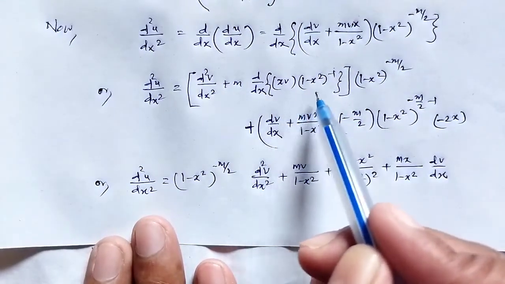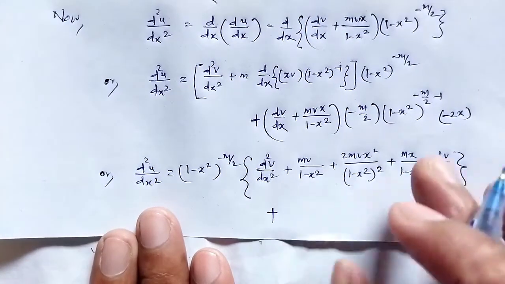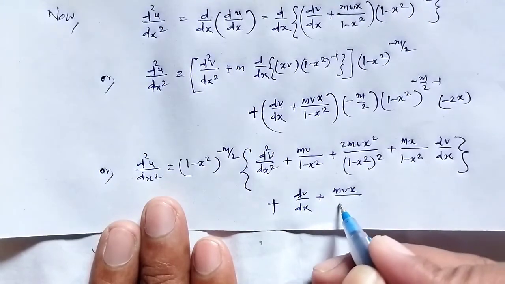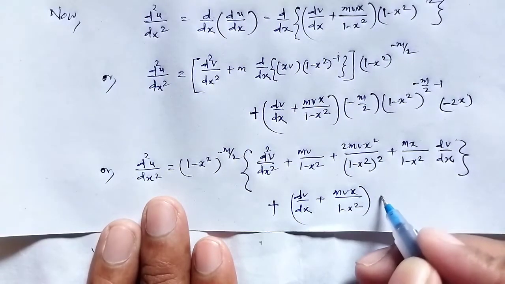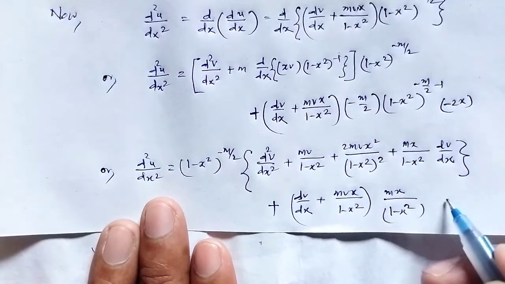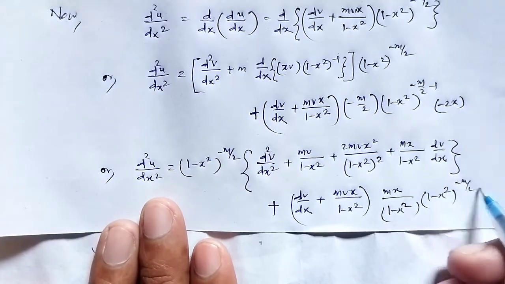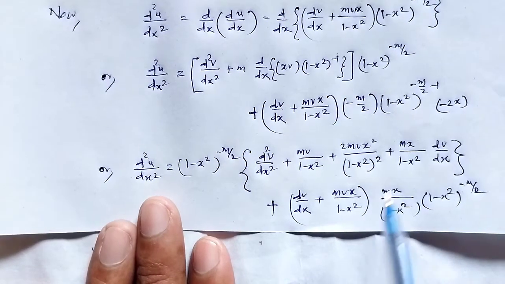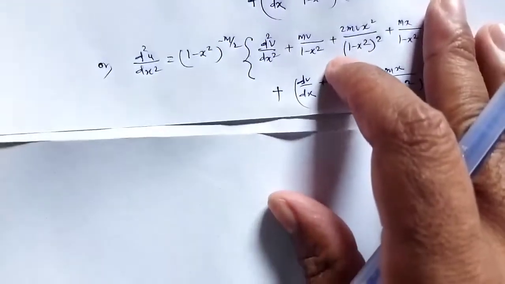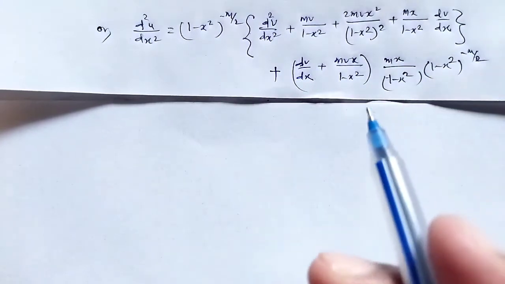Again we differentiate that bracket term here, then this term plus dv/dx plus mvx divided by (1 − x²), mx divided by (1 − x²), (1 − x²)^(−m/2), that term. Next, we proceed like this, simplifying one by one. What will be the next step?